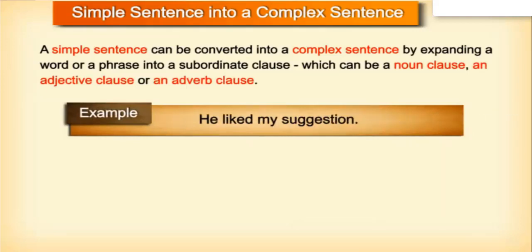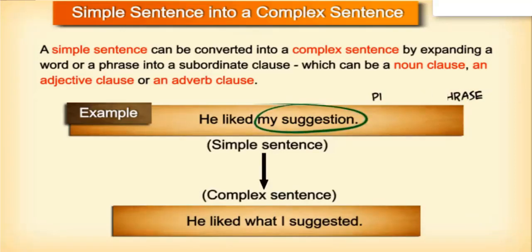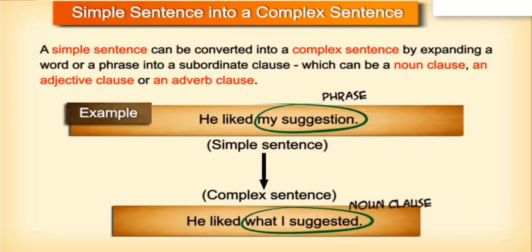He liked my suggestion. This is a simple sentence. Its corresponding complex sentence will be, he liked what I suggested. Note, here we have expanded the phrase, my suggestion, into a subordinate clause, what I suggested, which is a noun clause.